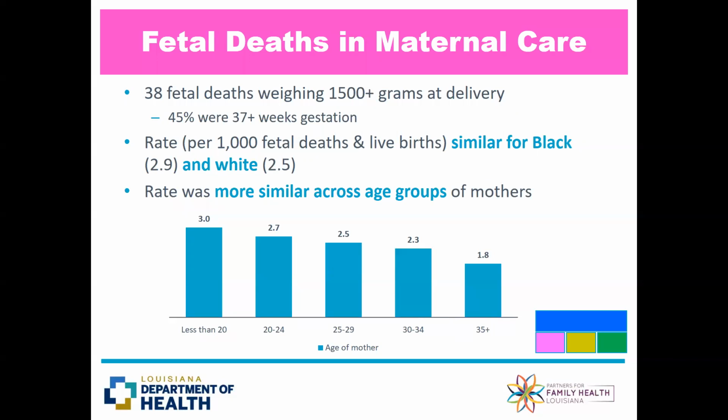Next, I looked at the fetal deaths from the maternal care cell. So here I'm looking at the 38 fetal deaths greater than 1,500 grams at delivery. And 45% of the fetal deaths were greater than 37 weeks gestation. The rate per 1,000 fetal deaths and live births is similar in Black and white. And just a reminder that in the maternal health and prematurity cell, the rate was higher in Black births compared to white births. The risk was also more similar across age groups of mothers. And while the risk does decrease slightly as the mother's age increases, this is much more similar than the stark differences we saw in the maternal health cell.